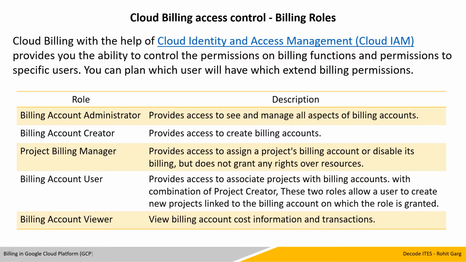That means this user will have permission to manage the billing functionality of that particular project or any project, but it can't change or access or modify the resources associated with any project. Fourth is billing account user. Billing account user provides access to associate projects with billing accounts. With the combination of the project creator role, these two roles allow a user to create new projects and link them to a billing account.